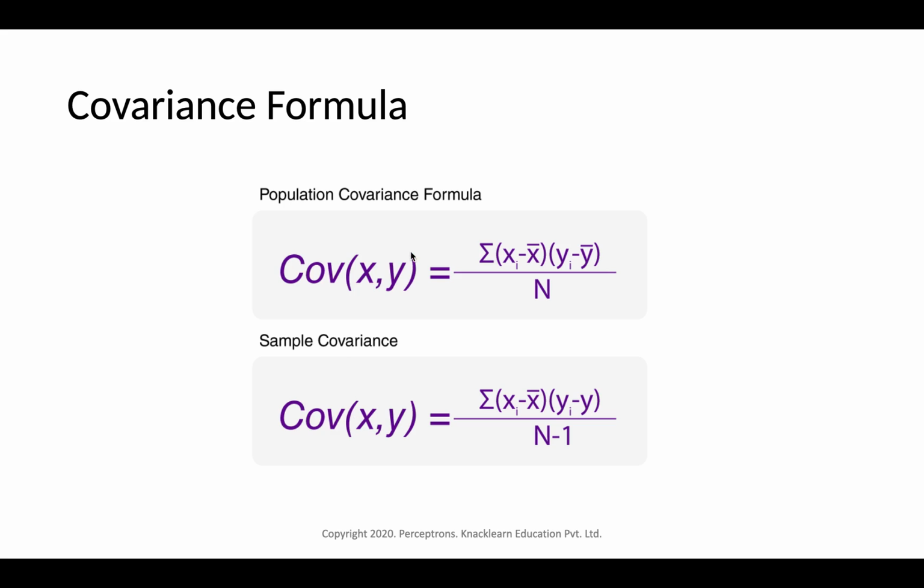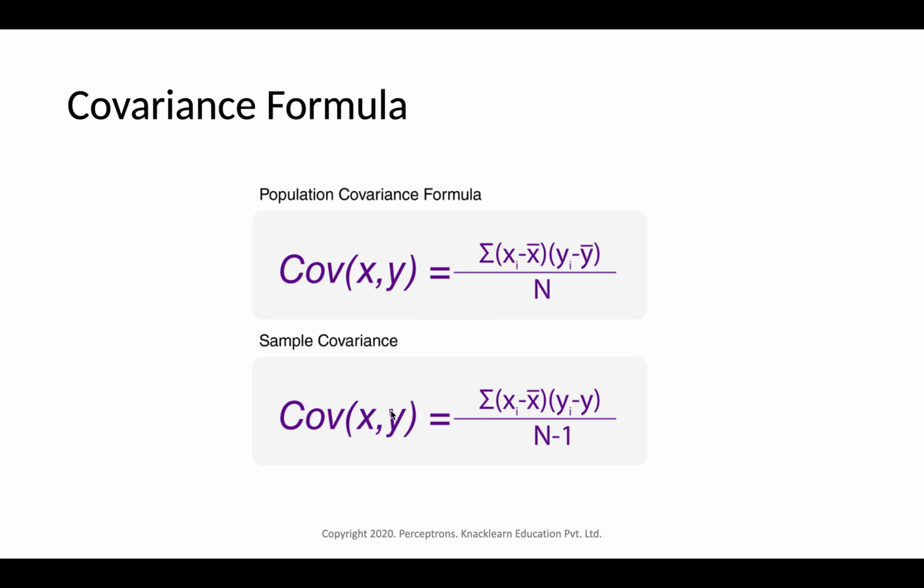So now these are the formulas behind covariance. Suppose we have two variables x and y. The population covariance formula will be the summation of x minus x mean into y minus y mean, divided by n, and the sample covariance formula will be the summation of x minus x mean into y minus y mean, divided by n minus 1. So this is the covariance. Here, we are checking the variability among two variables x and y. So this is the formula we are using.